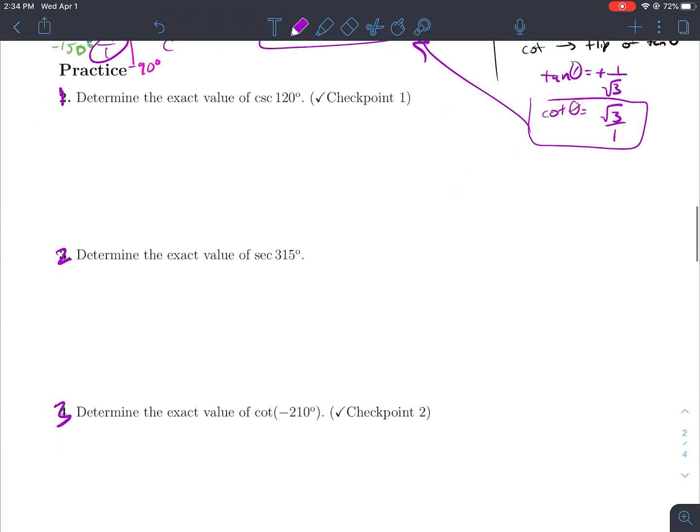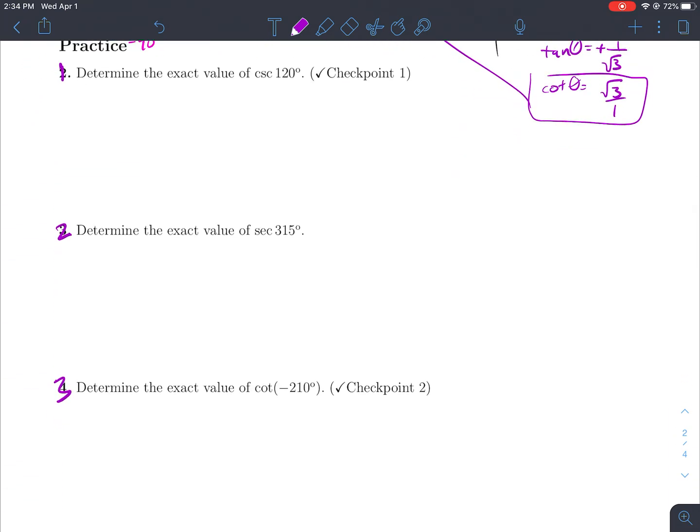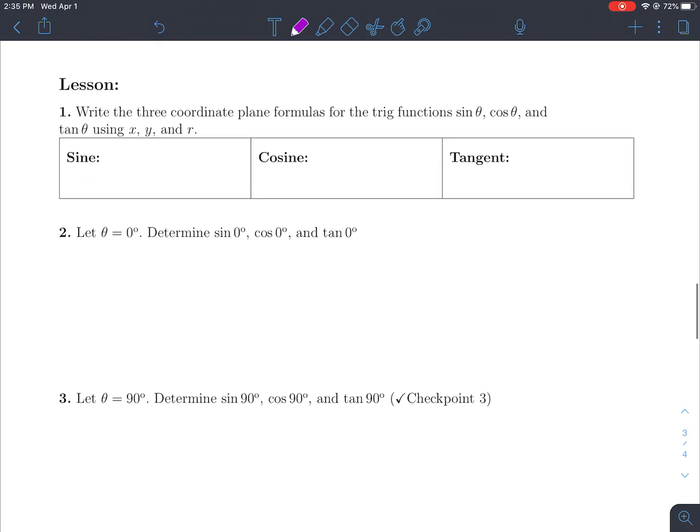Please pause here and do this part of the lesson. Let's take a look at the next part. For the lesson here, we're going to do the last part with degrees, and then we're going to finally figure out what radians are in the next lesson. So coming soon, but not now.